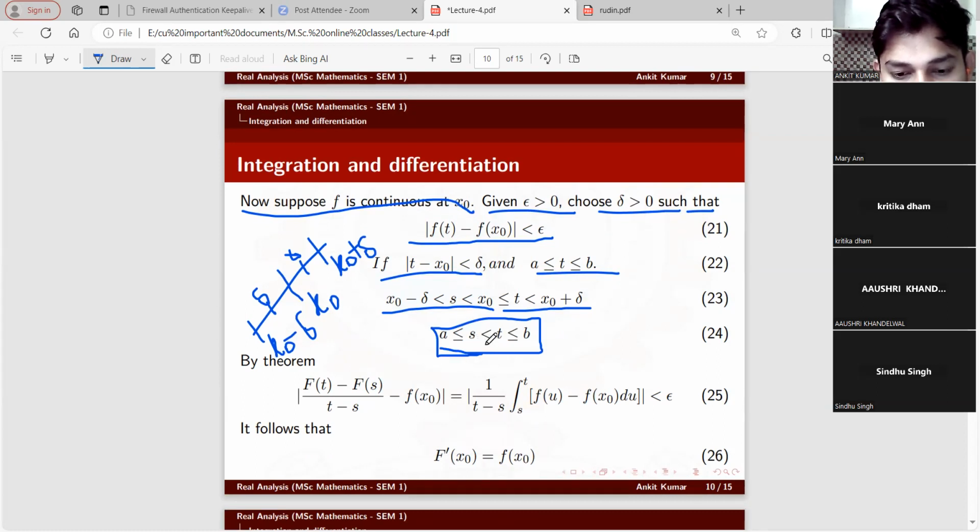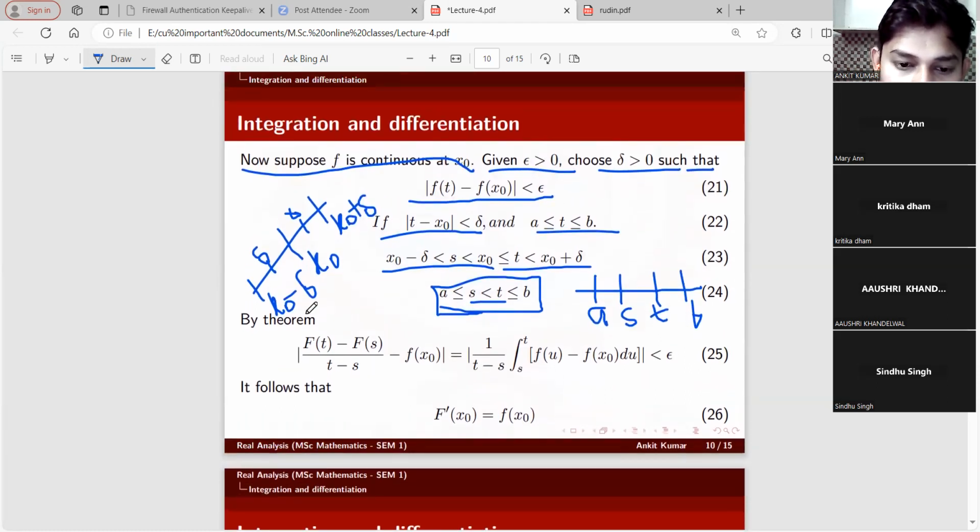In a similar manner, we define these two points s and t in the closed interval. Suppose this is a and this is b. So s lies between them, and in some cases s is equal to a, and this is t. It is possible. First of all, understand the configuration of the intervals. So this is s, and t lies between the two points of the closed interval a and b.